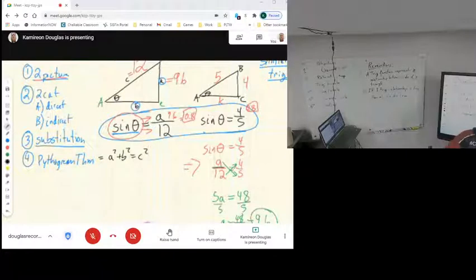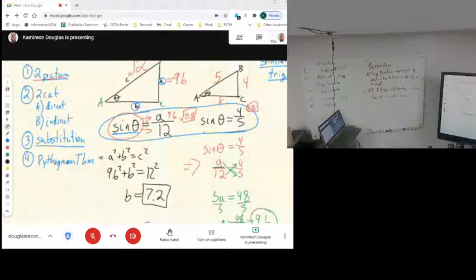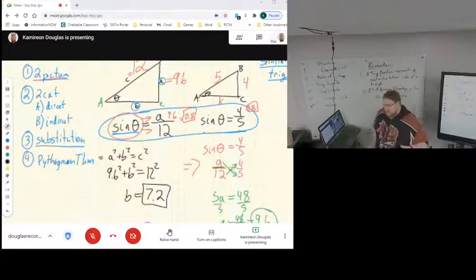9.6 squared. My b is unknown. My c is 12 squared. Doing some fancy arithmetic here, I can find that missing side. It ends up being that b is equal to 7.2. Again, I use Pythagorean's theorem with my two now known sides to find the actual missing side.